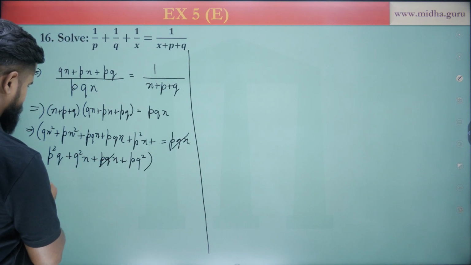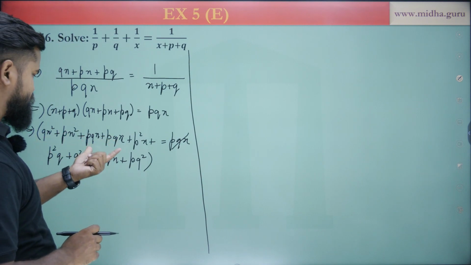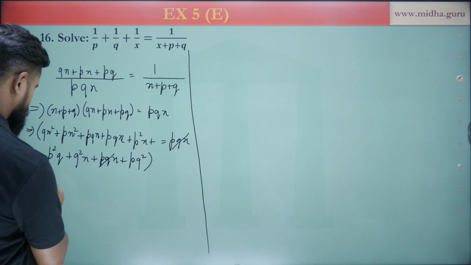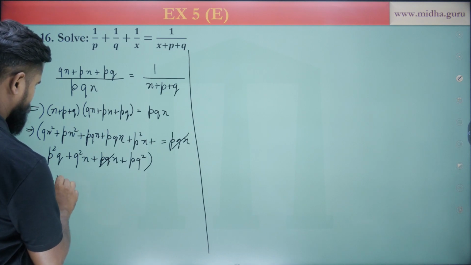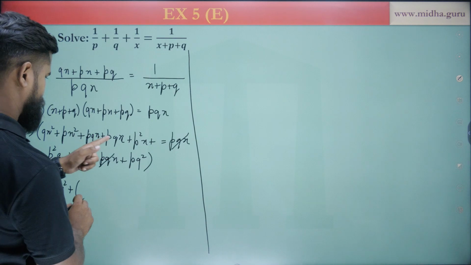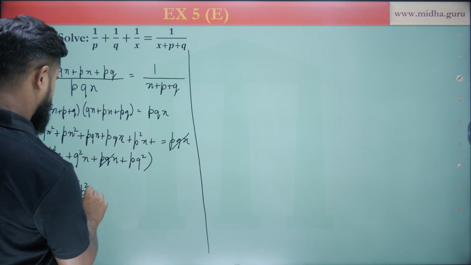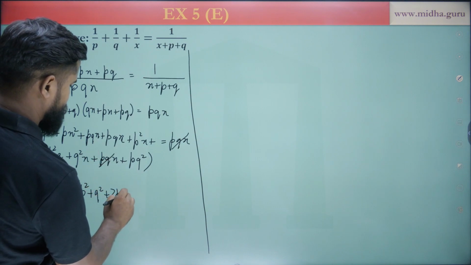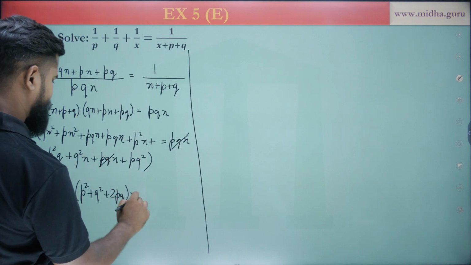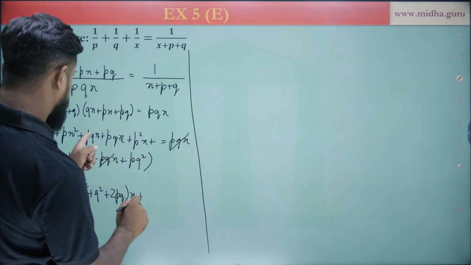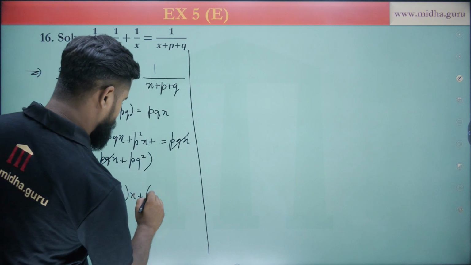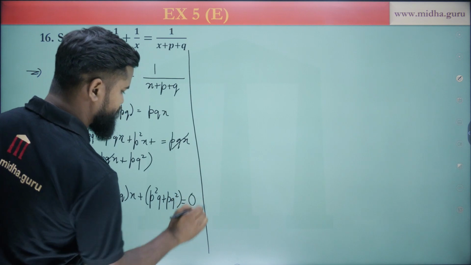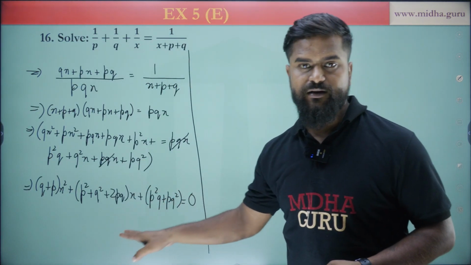So now we are left with, I'll take the x square terms together, the x terms together, and then the rest of the terms together. So I get (q plus p) x square plus (p square plus q square plus 2pq) times x, and then we are left with p square q and pq square. So p square q plus pq square, which is equal to 0. So we equated the equation up till here.